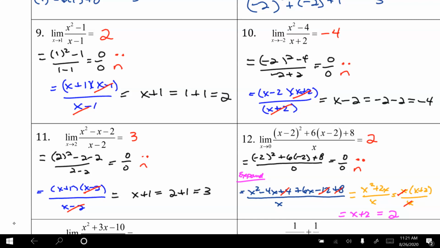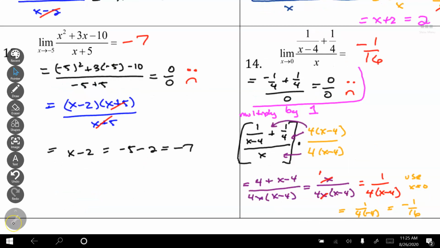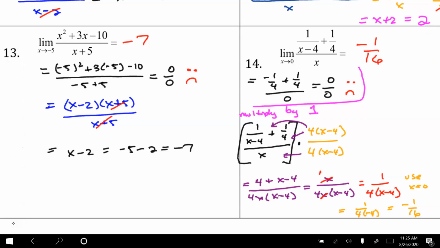Now the next 2 problems. Number 14 is a little bit harder than all the rest. Okay, number 13 is kind of like number 9, 10, and 11, where you get 0 over 0, you factor it, things cancel out, you plug back in negative 5, you get negative 7. Not too hard. 14 is more difficult because this is called a complex fraction. You have a fraction in the numerator over a denominator, and you plug in 0, and you get 0 over 0. So instead of factoring, we do something where I say multiply by 1.